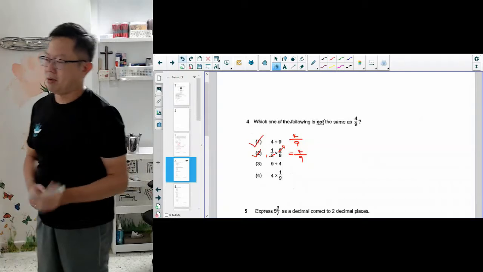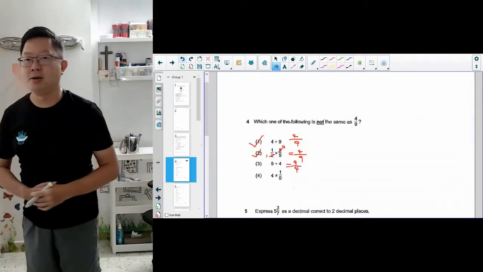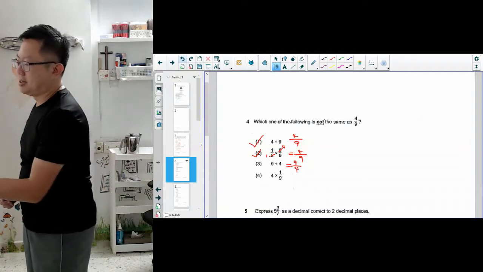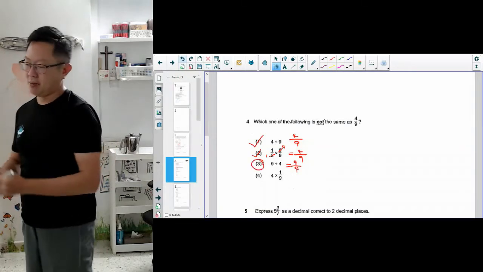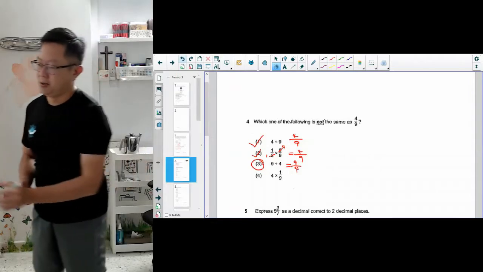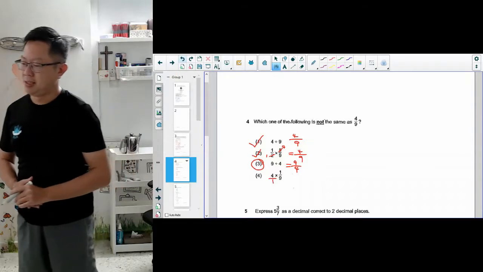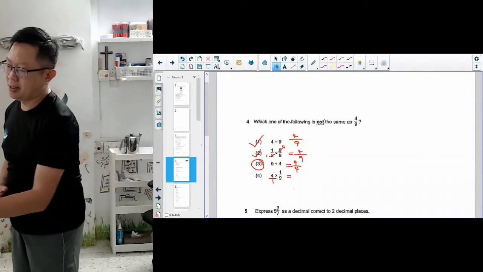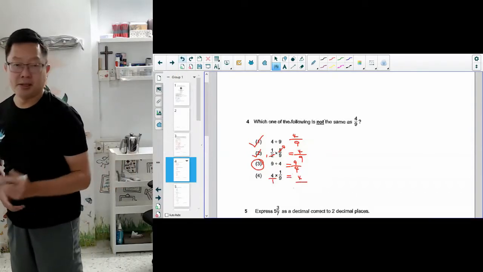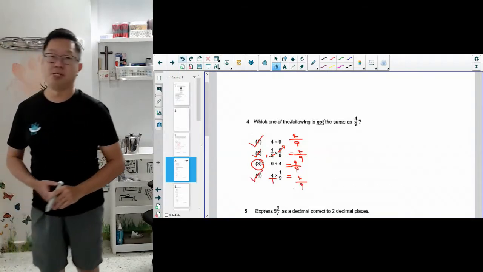What is 9 divided by 4? 9 divided by 4 is actually 9 over 4, which is not the same as 4 over 9. So your answer has to be number 3. Okay, then how about number 4? Now, how do you multiply a whole number with a fraction? You change the whole number into an improper fraction. Then you take 4 times 1, multiply the numerators, then you multiply the denominators, and you still get 4 over 9. So your answer has to be number 3.